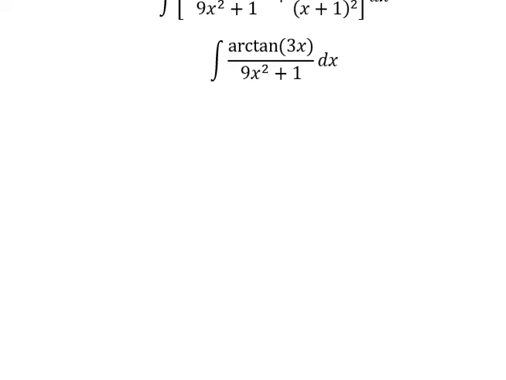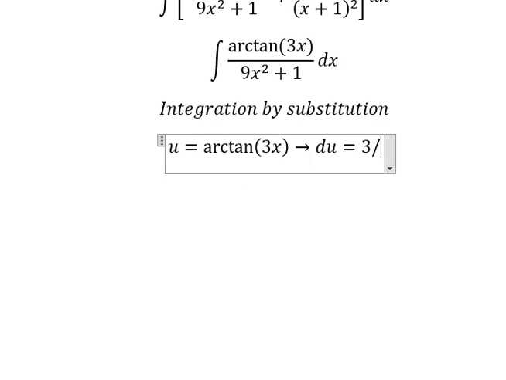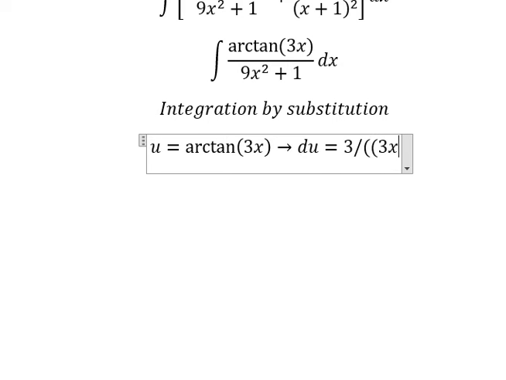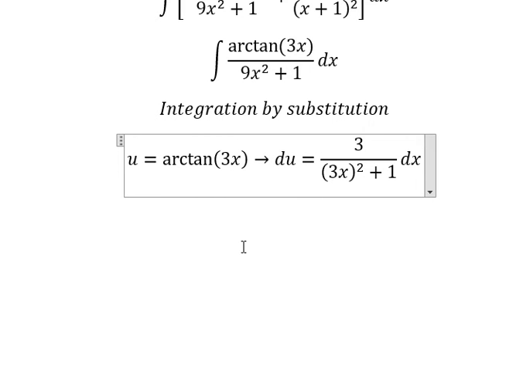So we need to find integration by substitution. So I will put u equals arctan of 3x. Later we need to do first the derivative for both sides, and we have 3 over (3x) to the power of 2 plus 1 dx.